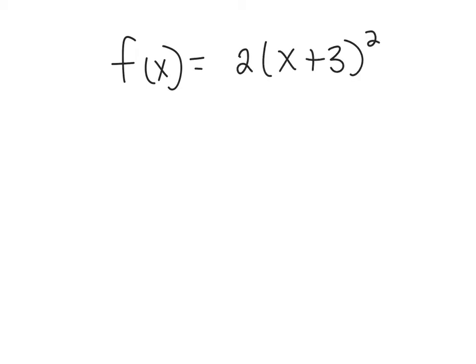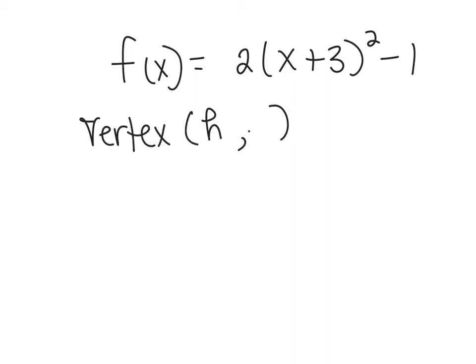So here we take a look at this function here. Let me write this up here: f of x is equal to 2 times x plus 3 squared minus 1. So my question to you is, where is the vertex?